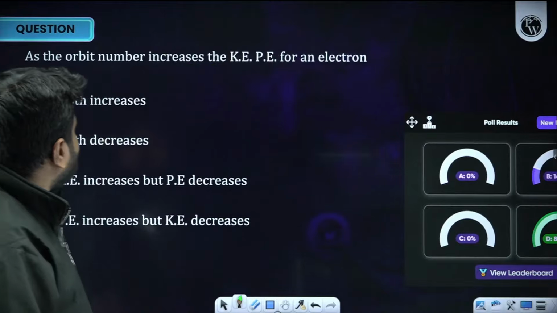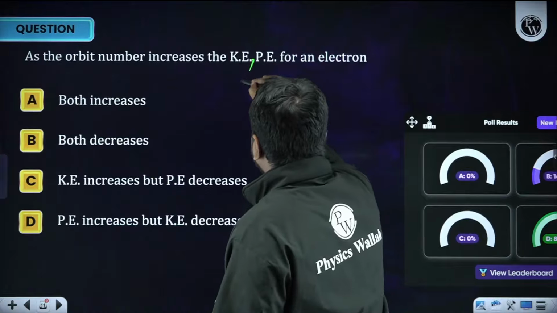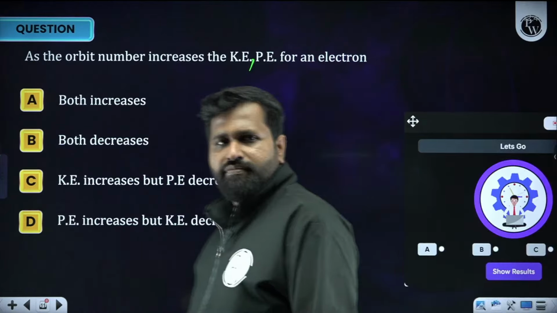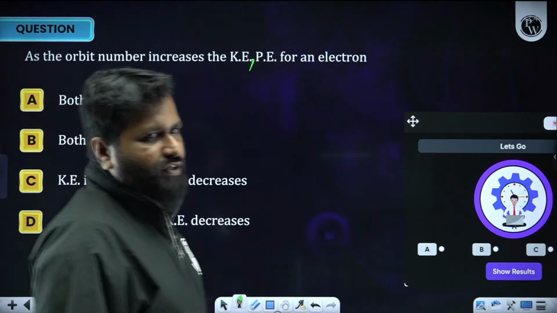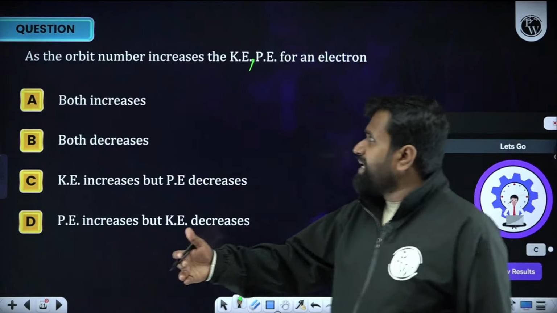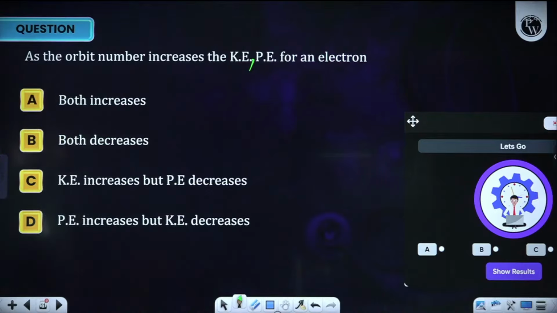Next question. As the orbit number increases, what will happen to the kinetic energy and potential energy of an electron? Tell me, my dear students, as the orbit number increases, will the kinetic energy and potential energy of an electron increase or decrease? What exactly will happen?